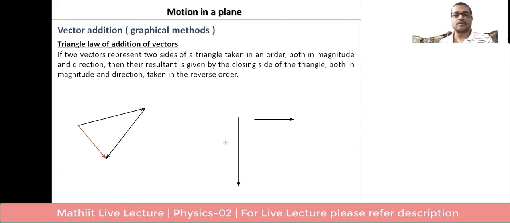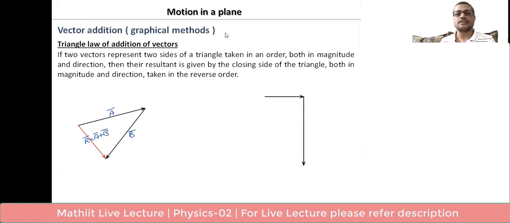So now we can write down the vectors. This is vector A, this is vector B, and this is your resultant, that is A plus B. Similarly here, let us say this is vector A and this is vector B. The resultant is given by the closing side of the triangle taken in the opposite order, like this.